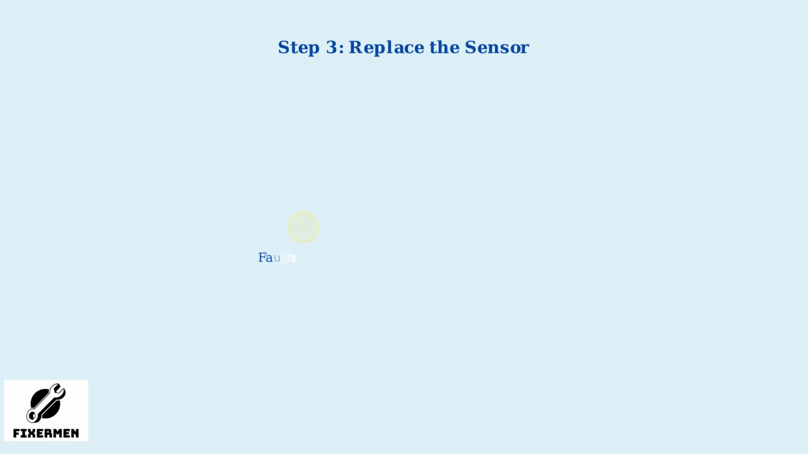Remove the faulty sensor by unscrewing or unclipping it. Install a new, compatible evaporator temperature sensor. These parts typically cost between $50 and $100. Ensure the new sensor matches your AC unit's specifications. Reconnect the wiring harness to the new sensor.